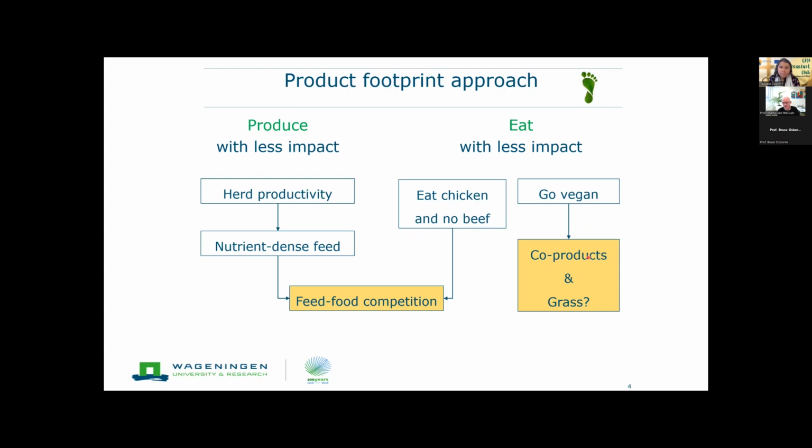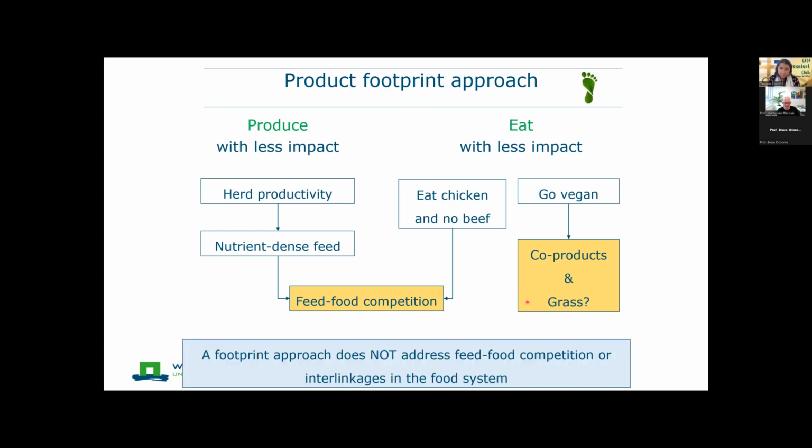And if you go for the vegan track, so no animal products at all, then the question is, what do we do with our co-products, such as straw, such as residues from the food system that we could feed to animals, but that we cannot consume as human beings? And what do we do with our grassland in the world? Because animals can graze on the grassland, they can produce milk, cheese, beef, while we as human beings cannot use the grassland directly for our food production.